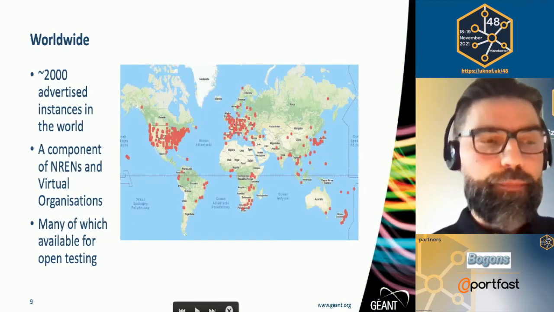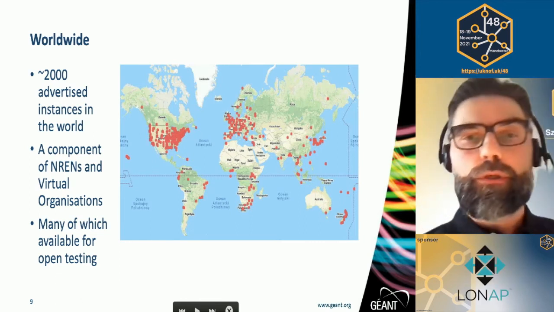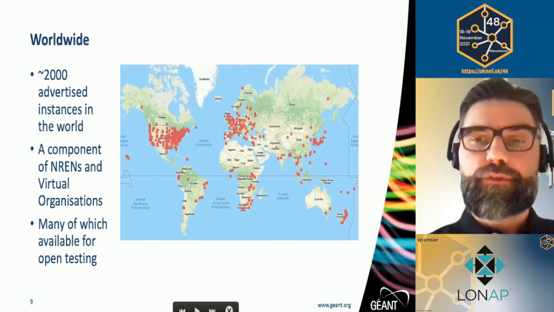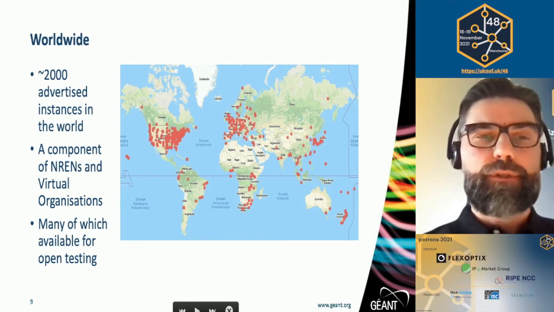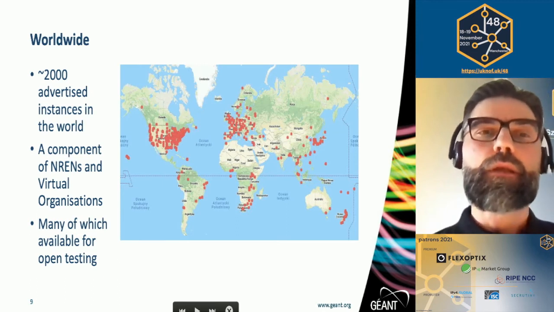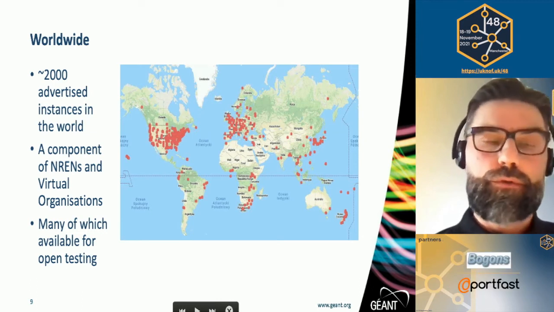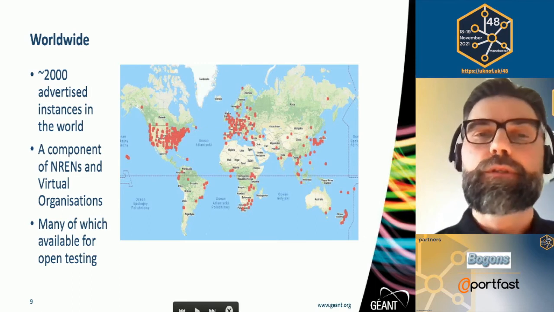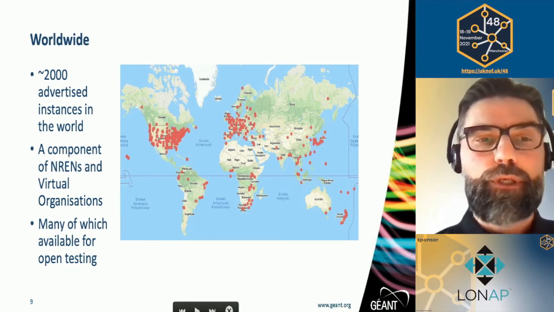I said that it's important when you have instances scattered all over the world. And here you can see a picture coming from the lookup service registration service. We currently have about 2,000 advertised instances in the world. When I say advertised, I mean those that registered to the lookup service. Of course, if you do not register your instance to the lookup service, you are free to do so. There are private instances in the world, and then they are not visible here.